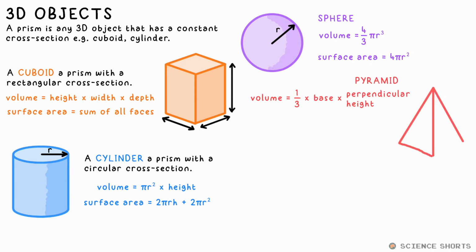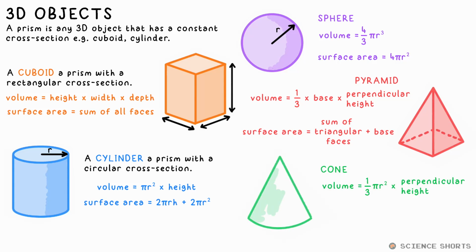A pyramid is any shape where all edges meet at a point. The volume is equal to 1/3 times the area of the base times the perpendicular height, or the vertical height. To find the surface area, find the area of one face, which is a triangle, then times by the number of faces, and don't forget to add on the area of the base too. The volume of a cone is 1/3 pi r squared times its vertical height, while its surface area is the circular base pi r squared plus pi rl, where l is the length of the cone from bottom to top. Again, that's not the vertical or perpendicular height.